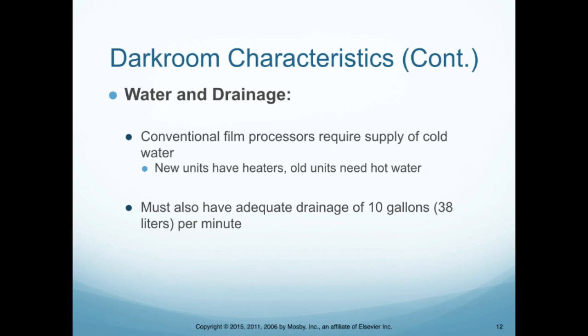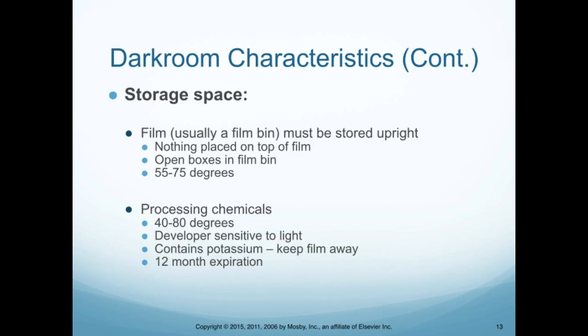Darkroom characteristics: water and drainage. Conventional film processors require a supply of cold water. The new units have heaters, and with the old ones you actually have to put the hot water in there and gauge that. Must also have adequate drainage of 10 gallons per minute. So we went through quite a bit of water when we used these. And again, they're out there, being used, typically in doctor offices, sometimes in surgeries, and chiropractors' offices, things like that.